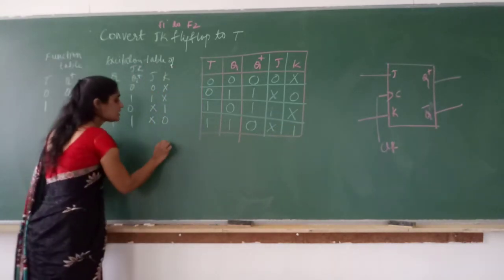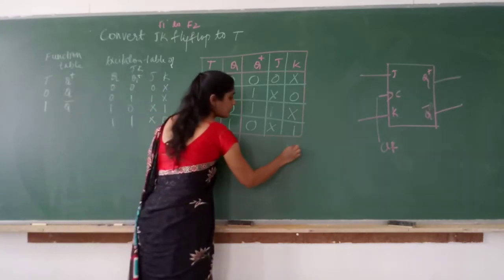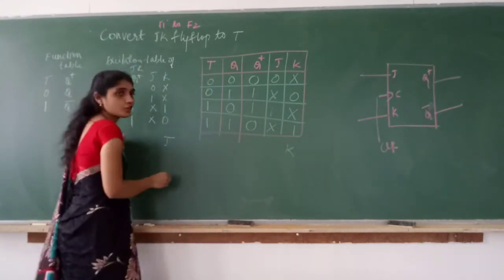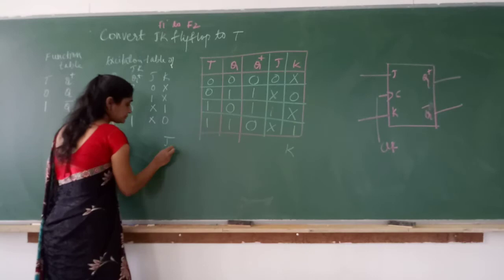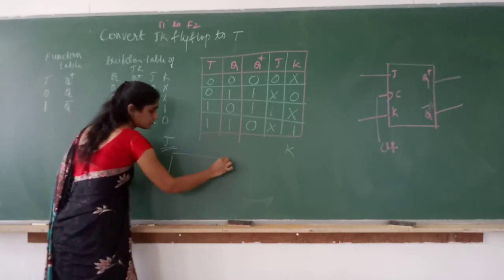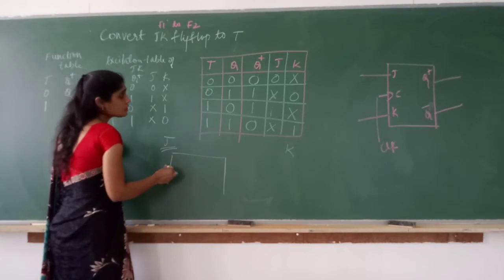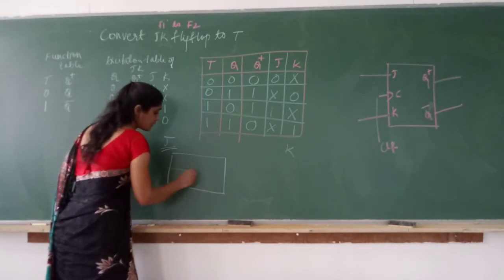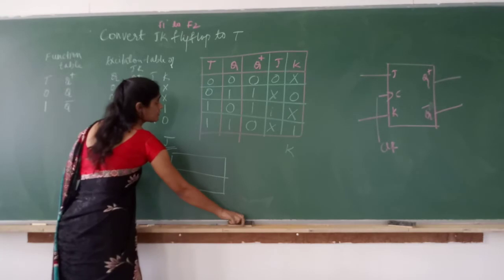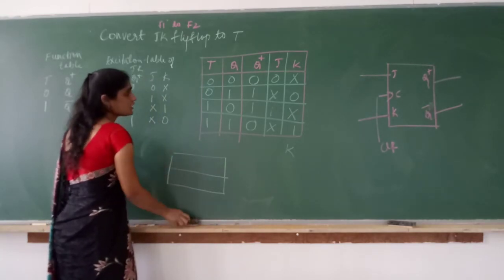Now derive an equation for J and K in terms of T and Q. So we have T, Q and Q plus, so it is a three-variable map. Derive an equation for J and K in terms of T.